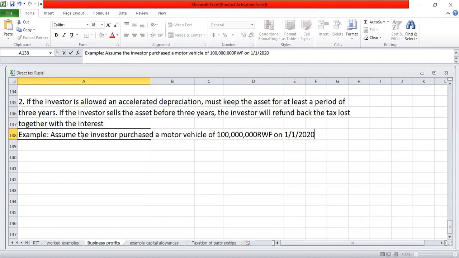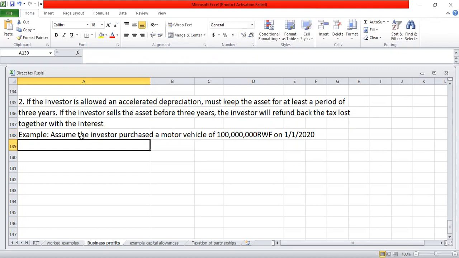Now, then on maybe 10th October 2022, the investor sold the asset, or sold the motor vehicle.